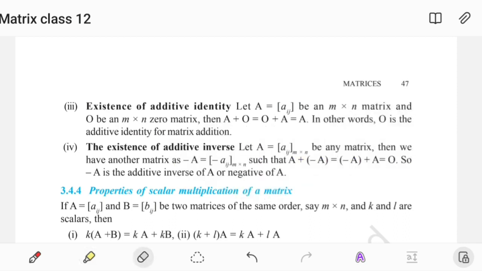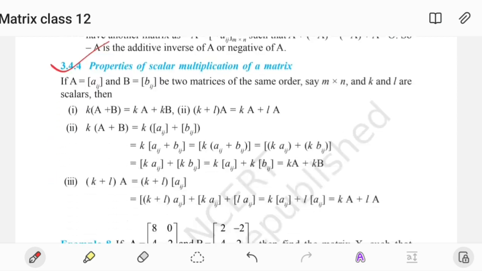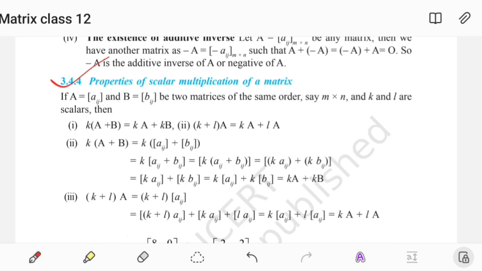Now let's move ahead to the properties of scalar multiplication of a matrix. Basically, these are very trivial ways in which we multiply. If k is some scalar which is multiplied with A plus B, then we will get kA plus kB. Sorry, if I multiply k with A plus B, what do I get? I get kA plus kB. This is a very trivial thing, right?